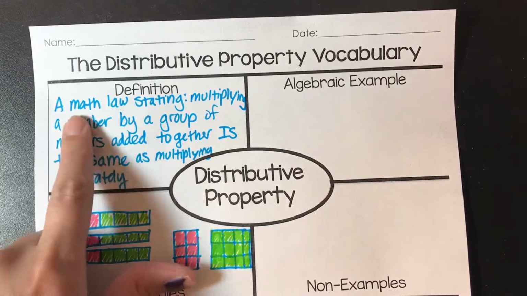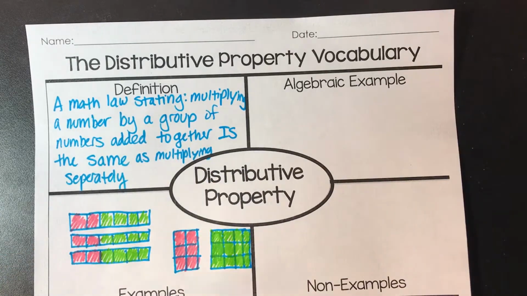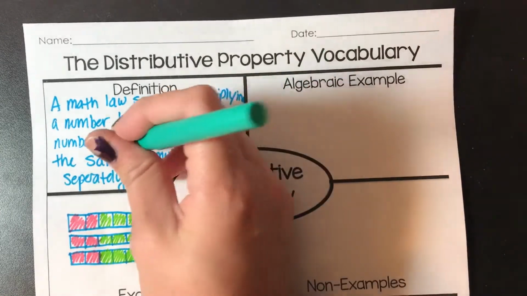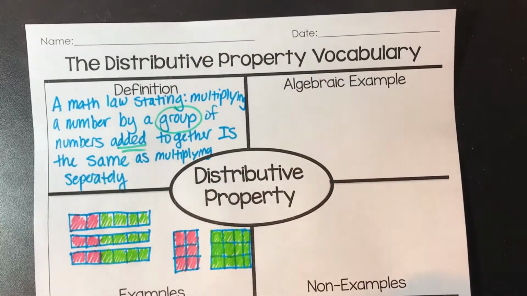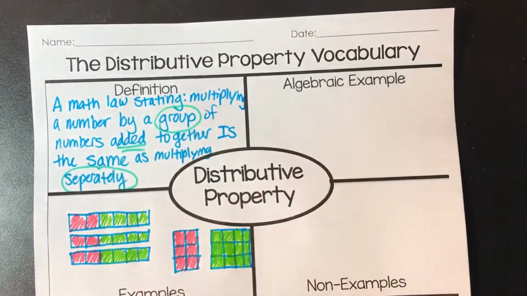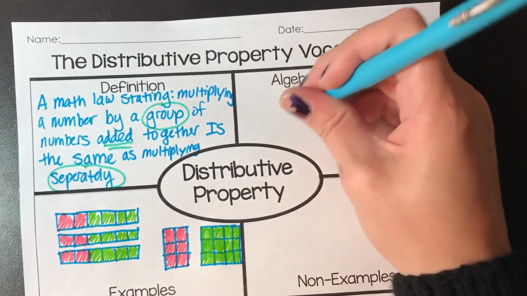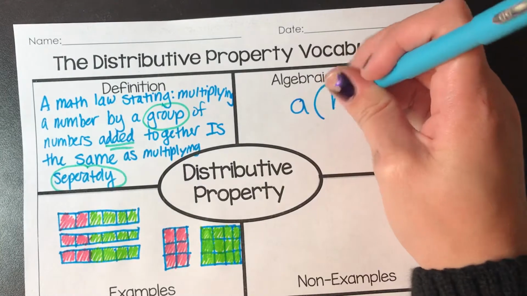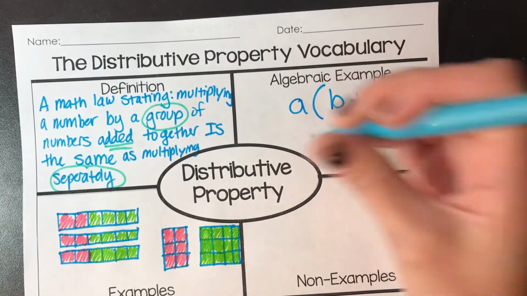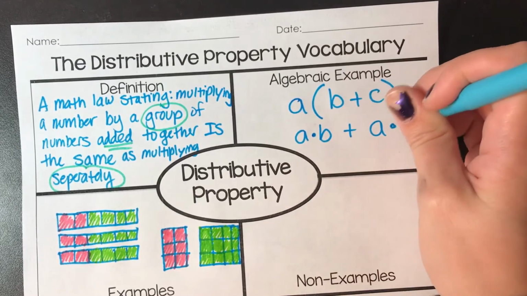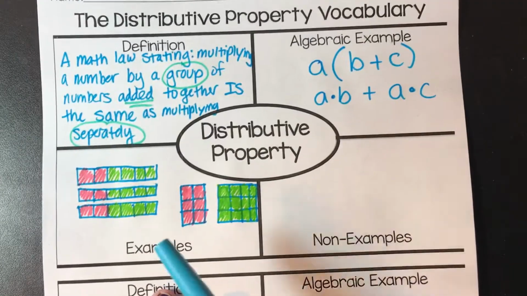The distributive property is a math law stating that multiplying a number by a group of numbers added together is the same as multiplying separately. So, an example algebraic would be like A times (B plus C) is the same as A times B plus A times C. So here's an example.